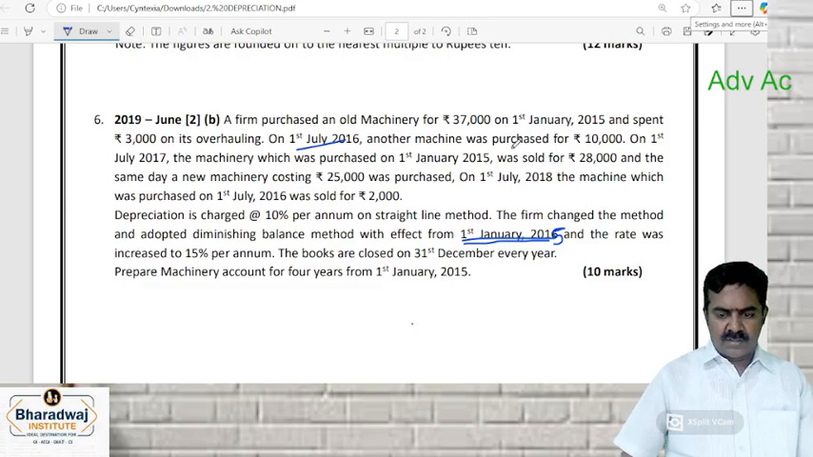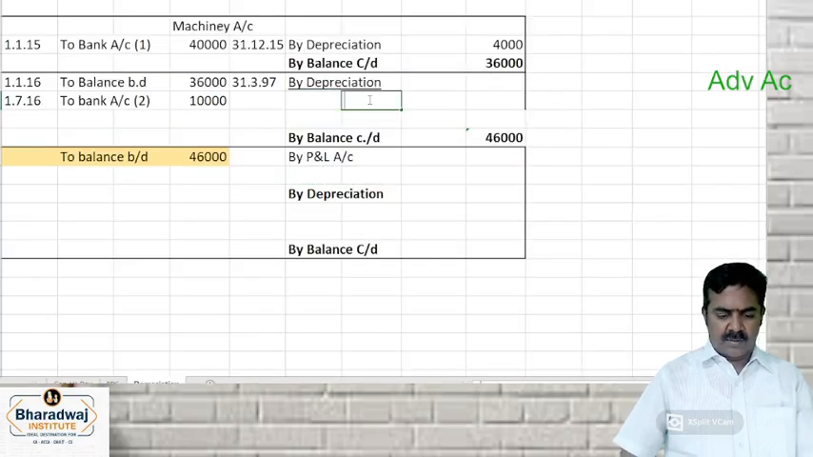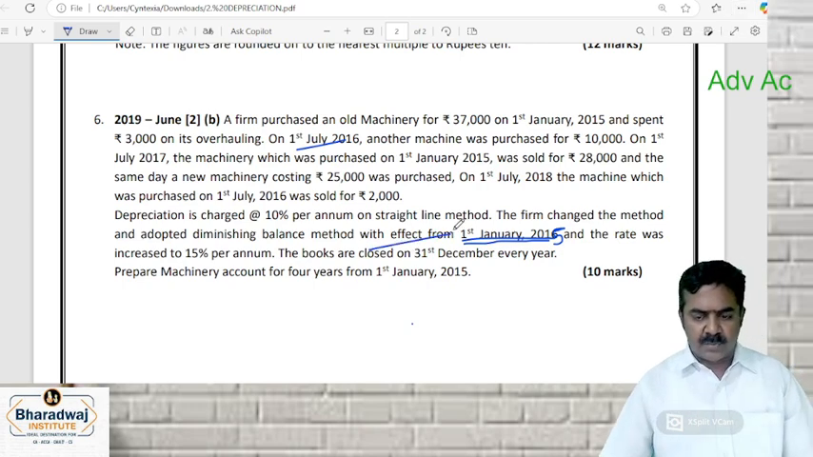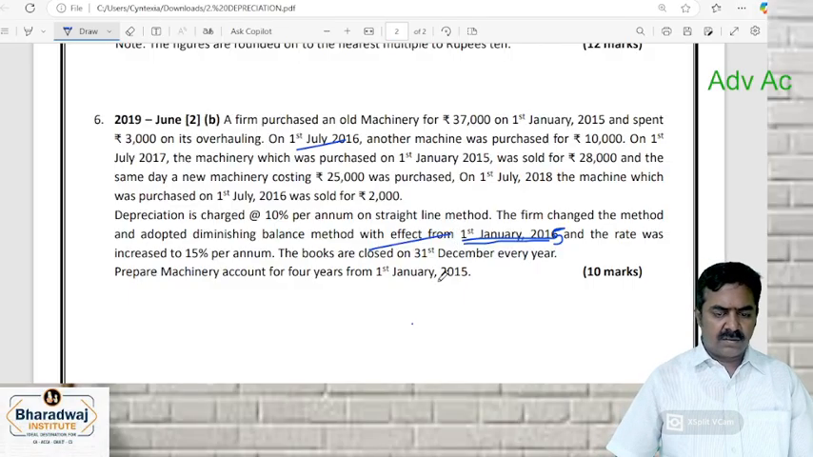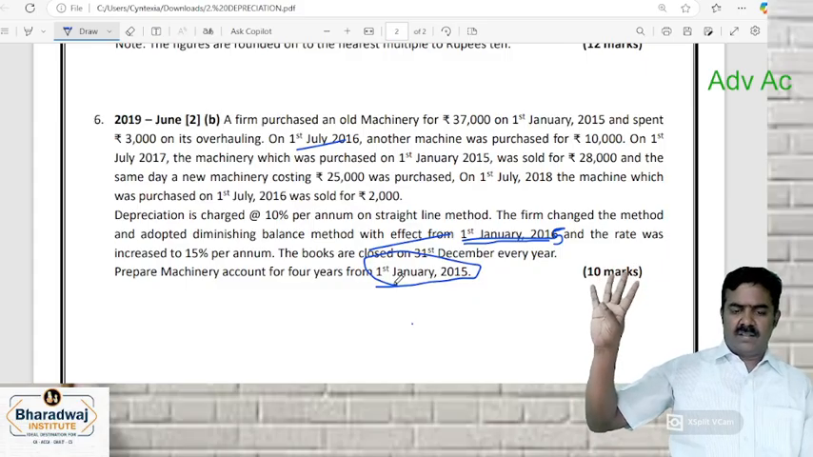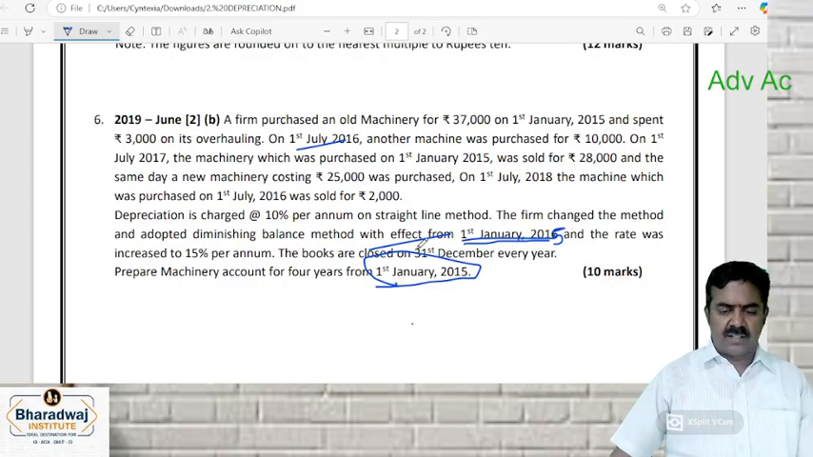WDV, SLM first. First it will be in SLM. First January 2016 they want us to change. With effect from 1st January 2015 they are asking us to change. Which means it's 4 years from 2015. 15, 16, 17, 18. After this change happens in 2018 now. This change happens in which year?